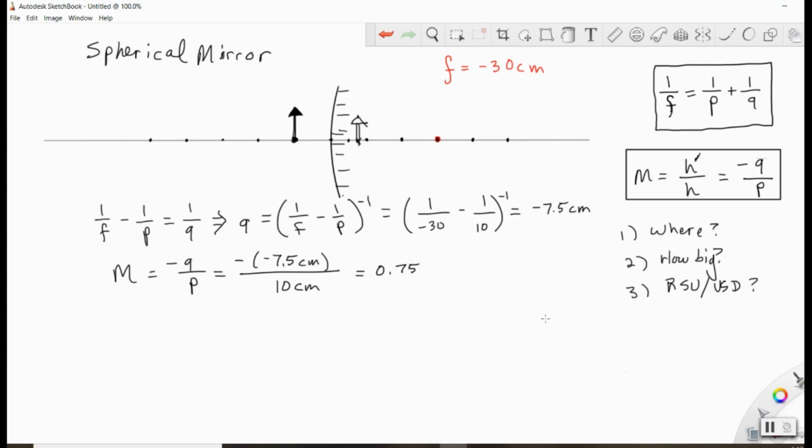In our next set of videos, we're going to use ray tracing to double check these results. What we're going to do first is ray trace, and then we're going to calculate and see how close we are to our ray trace.